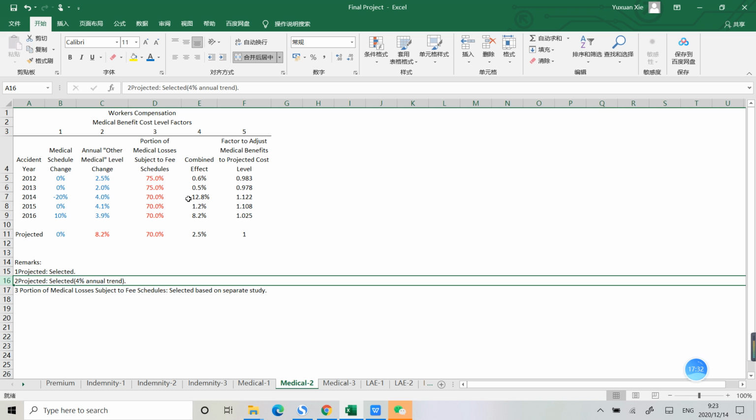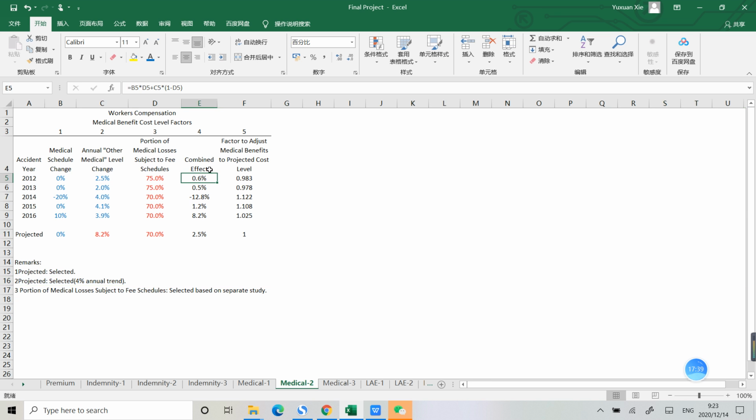So we can see the combined effect is equal to the medical schedule change multiplied by the portion of medical losses subject to fee schedules, plus the annual other medical level change multiplied by 1 minus the portion of medical losses subject to fee schedules.